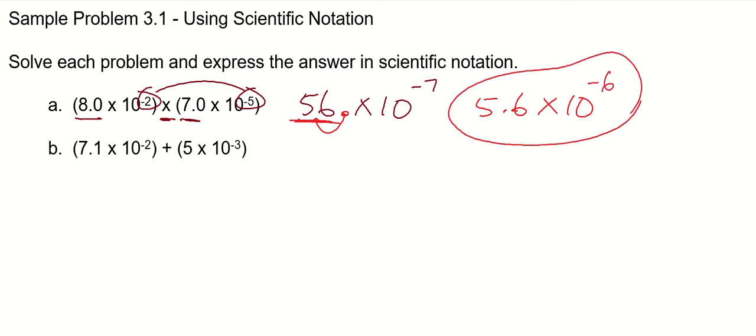All right, now over to B. Let's pick a different color here. The operation is addition. When you're adding or subtracting numbers in scientific notation, the placeholders have to line up. In other words, the exponents of the bases have to be the same. A couple ways you can do that. Let's just change this number there to 10 to the -2, so that way they're the same.